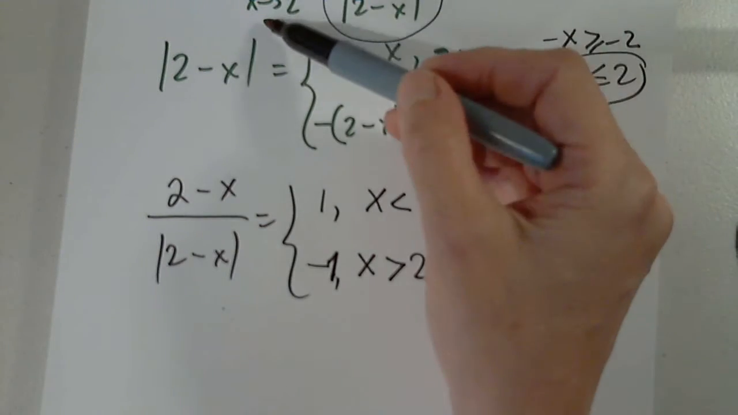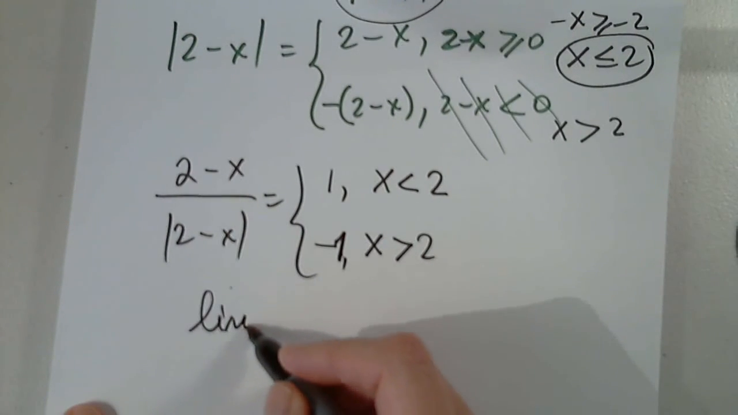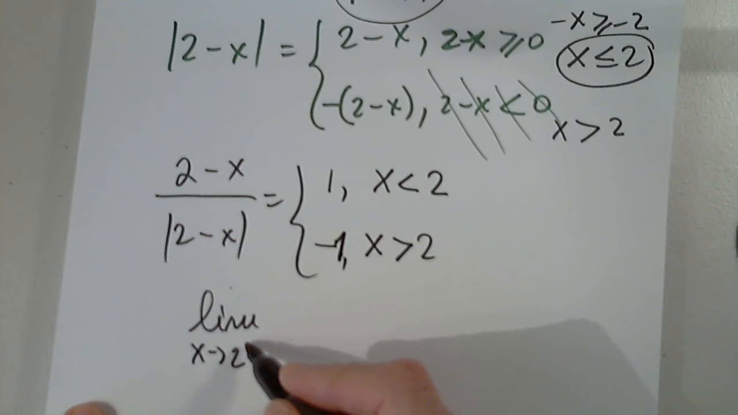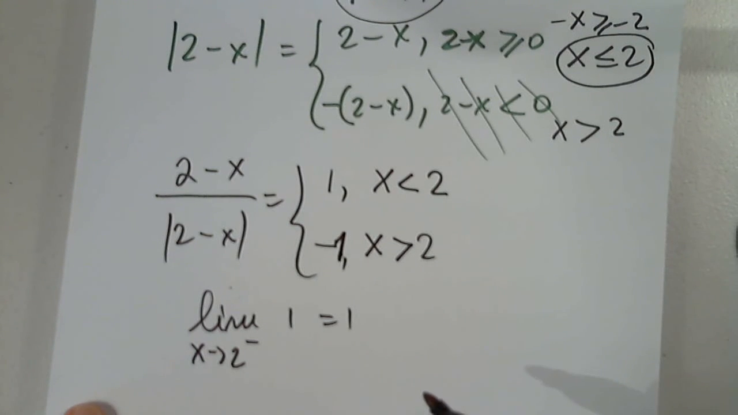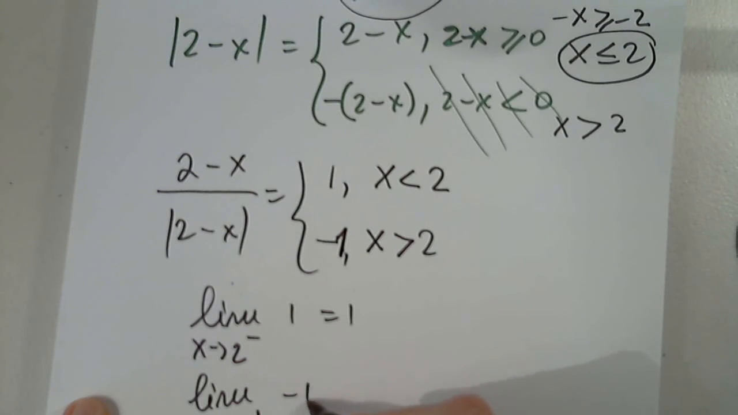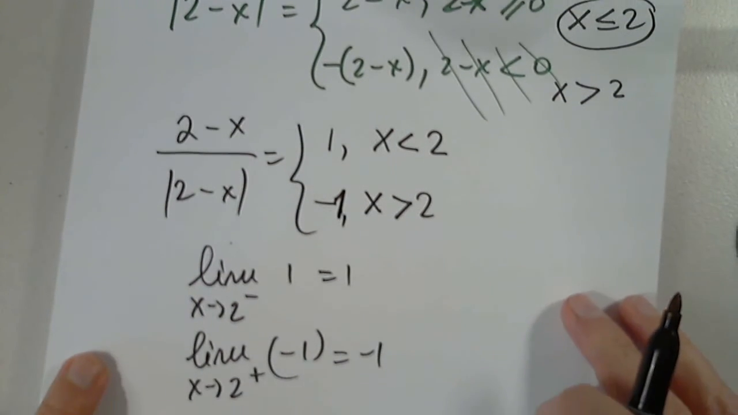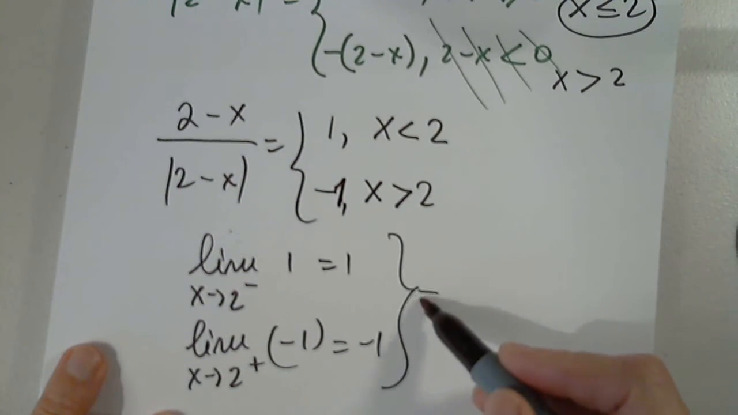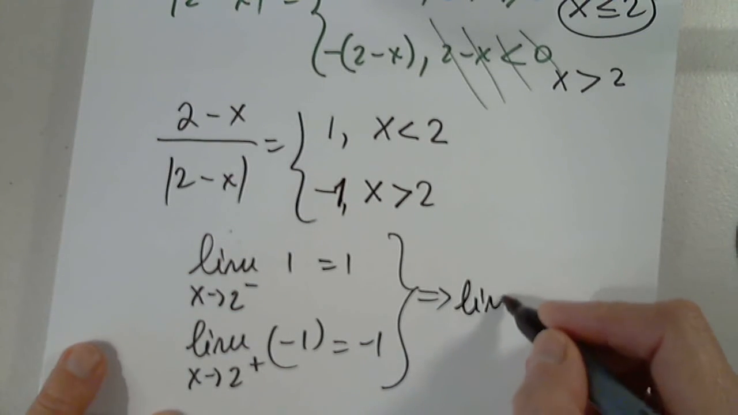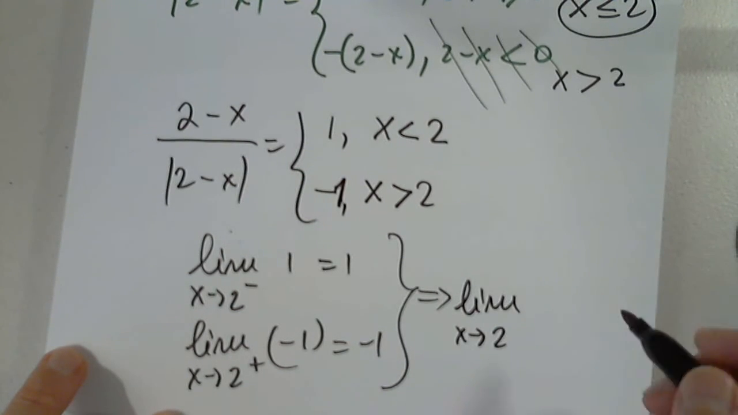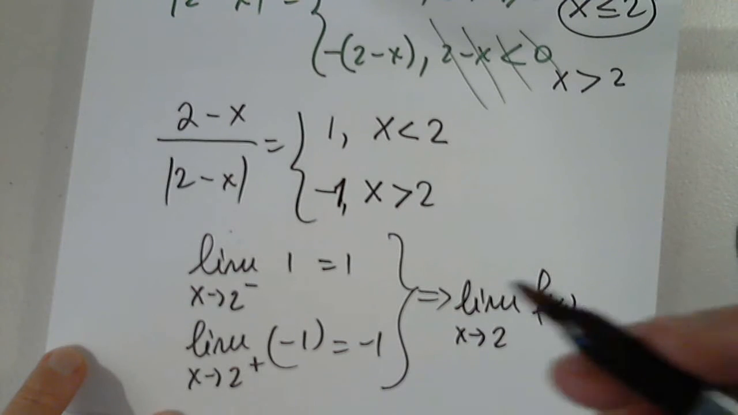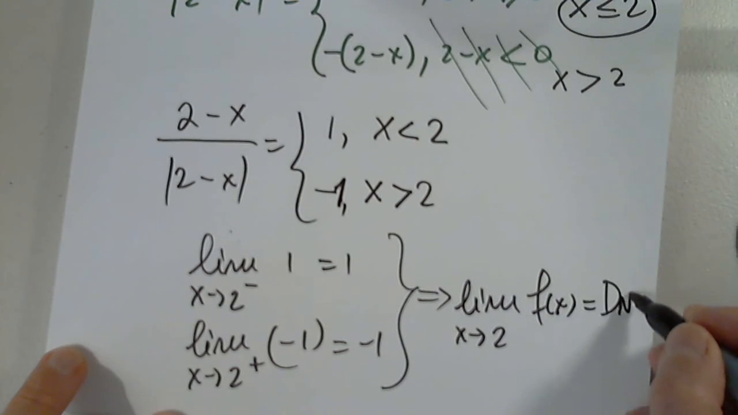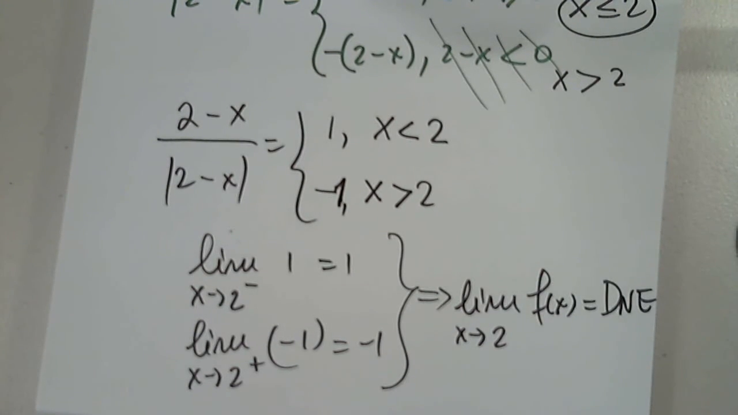Since the limit is from either side, I have to write that the limit as x approaches 2 from the left is 1, and the limit as x approaches 2 from the right is negative 1. Therefore, the limit as x approaches 2 from either side of the function f of x is DNE. But I have to show both, because the limit is determined from either side.